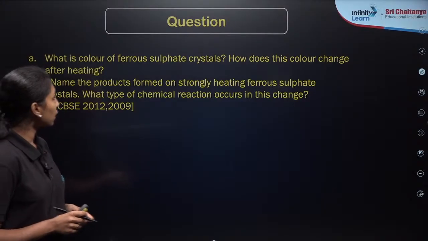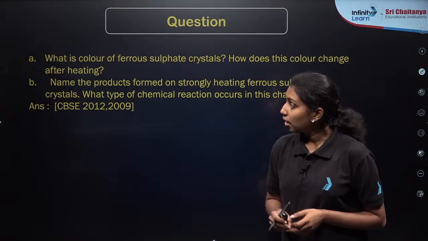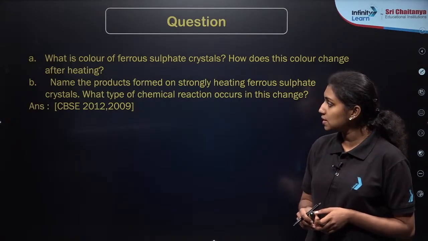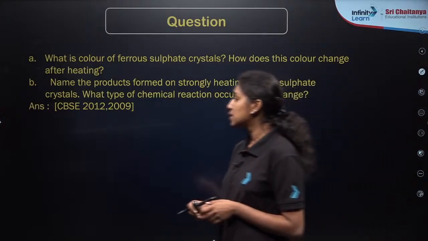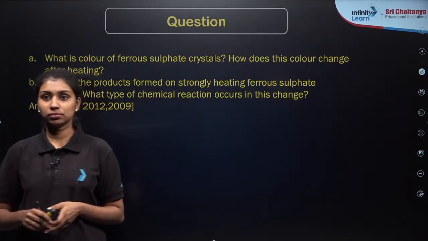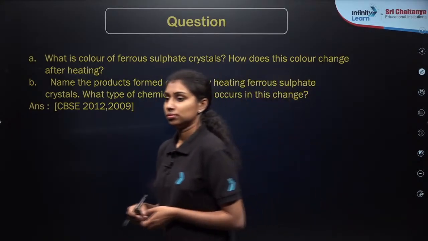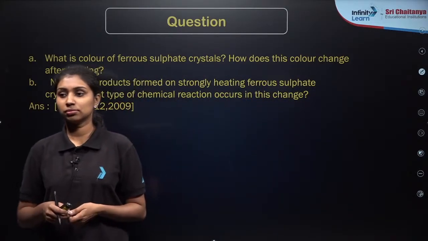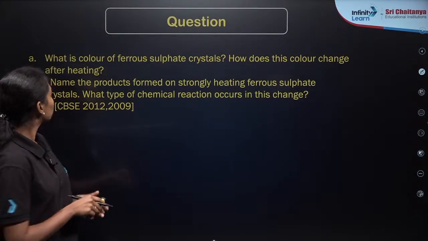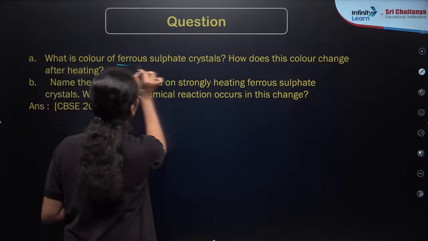What is the color of ferrous sulfate crystals? How does this color change after heating? Name the products formed on strongly heating ferrous sulfate crystals. What type of chemical reaction occurs in this reaction? So what is the answer for the first question? What is the color of ferrous sulfate crystals?